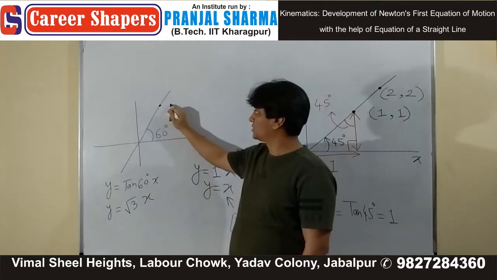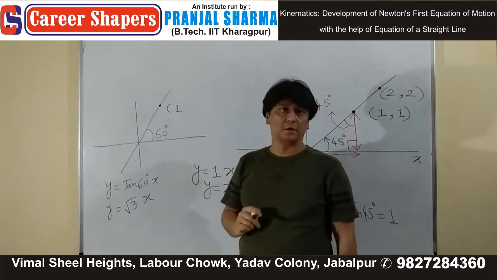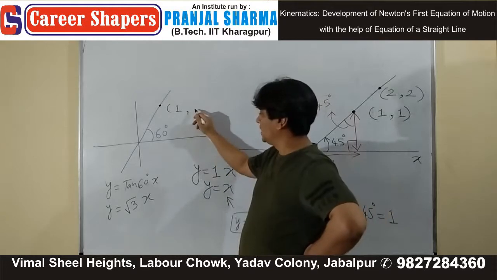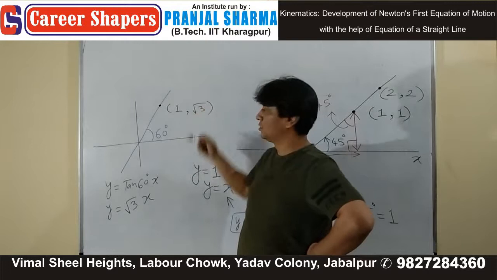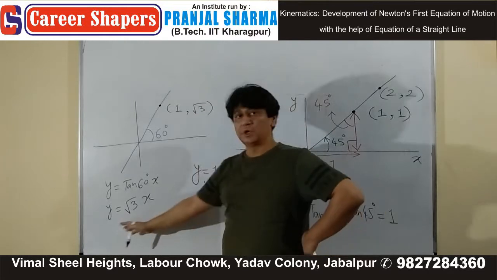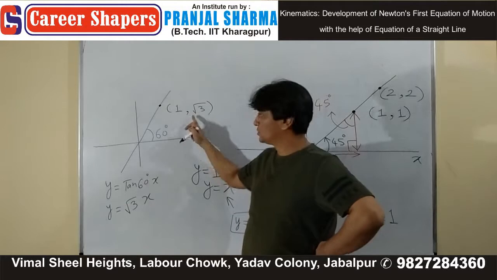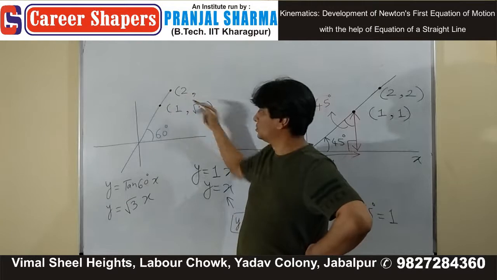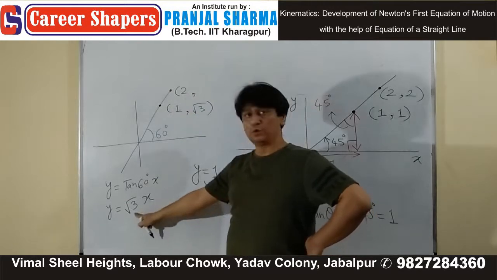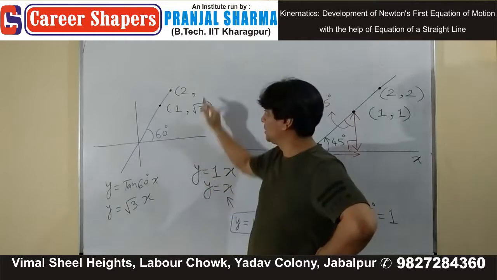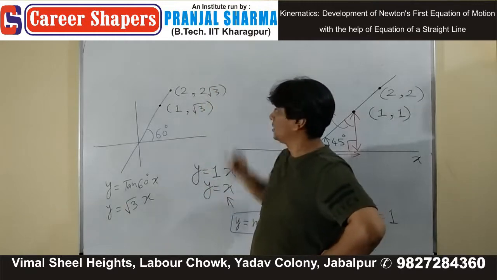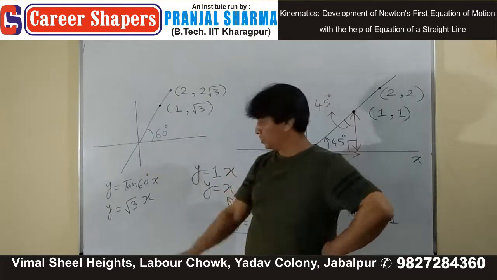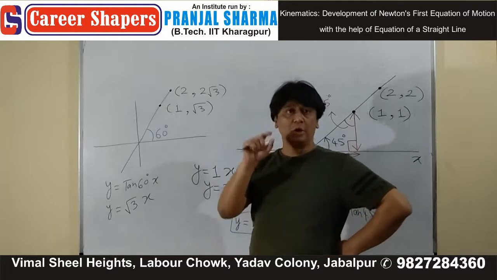If somebody takes a point with x coordinate 1, you don't have to draw any right angle triangle. Immediately you can say its y coordinate will be root 3. So this equation tells us this information. If you have a point whose x coordinate is 2, multiply 2 with root 3 and you will get the y coordinate 2 root 3. Any point on this line has to follow this relation, which is called equation.